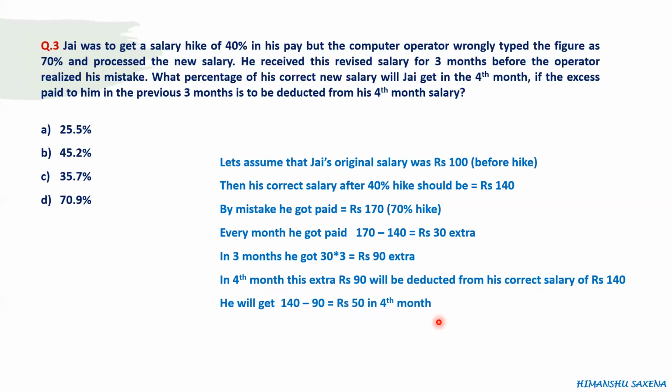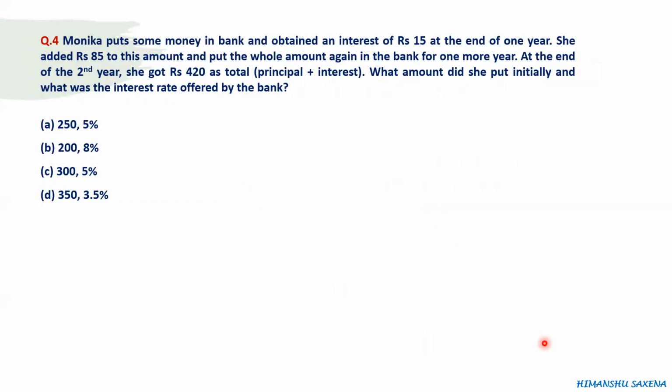So how much salary is he getting as a percentage of his correct salary in the 4th month? This is equal to 50 divided by 140. So he's getting paid 50 rupees in the 4th month, while his actual current salary is 140 rupees. So this is 35.7% of the current salary. This 50 rupees is 35.7%. So our answer would be C, 35.7%. Now let's move on to the next question.